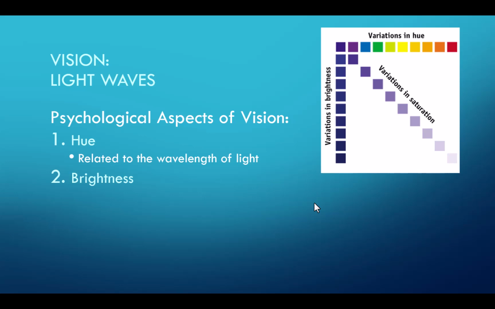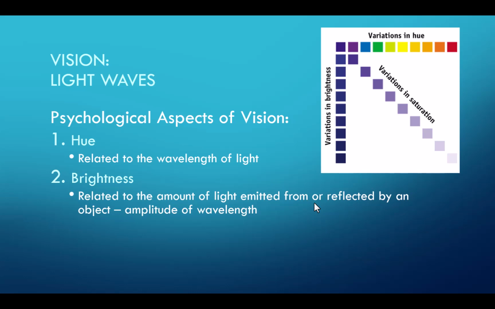Brightness is related to the amount of light emitted or reflected by an object. It is the intensity of the light. It's related to the amplitude of the wavelength. So the larger the amplitude, the brighter the color.